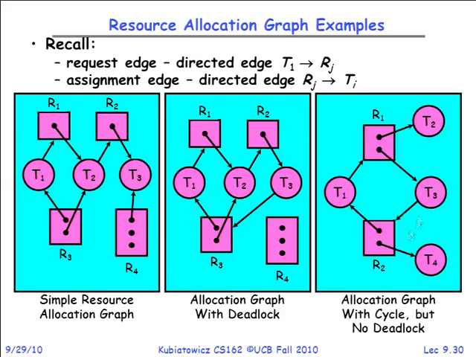So this one's pretty easy because both T2 and T4 can finish right off the bat, and then T1 and T3 are able to go. Okay? Now, does everybody see that?